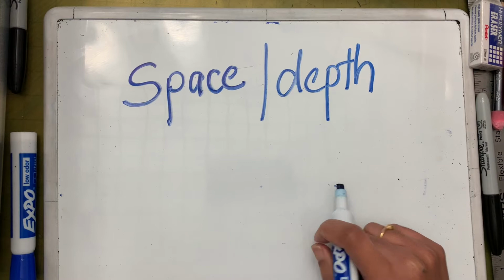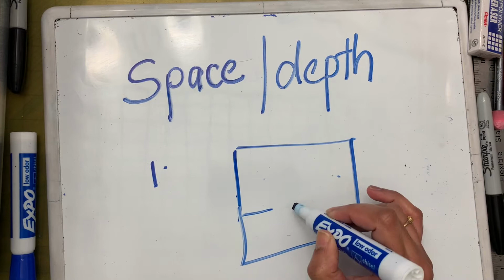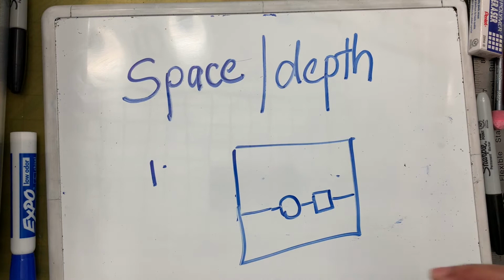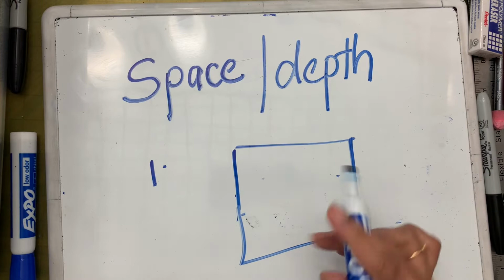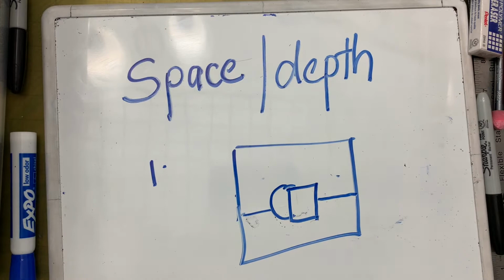So suppose this is the paper and I'm going to draw a square and a circle. Does this look like there is any depth in the picture or any distance you can see? No, but when I do this, does it look like there is more depth in this picture? Which shape is in the front and which shape is in the back?